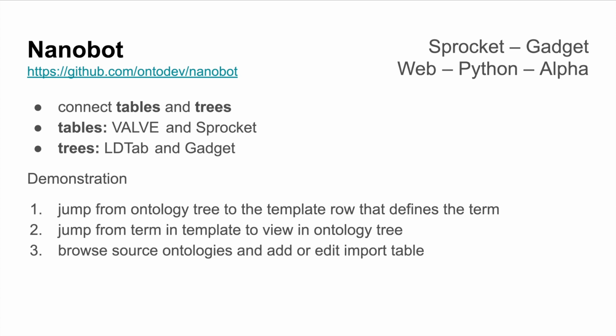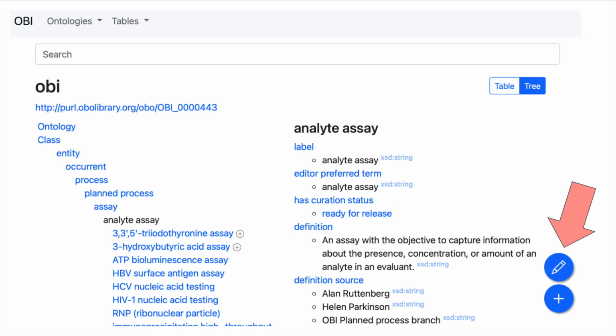Now, Nanobot is our tool that connects together all these things. It connects together the tables and trees, tables with the Valve validator and Sprocket web interface, LDTab, OWL in SQL, and the web interface for that with Gadget. And I'm going to show you a couple things you can do with it.